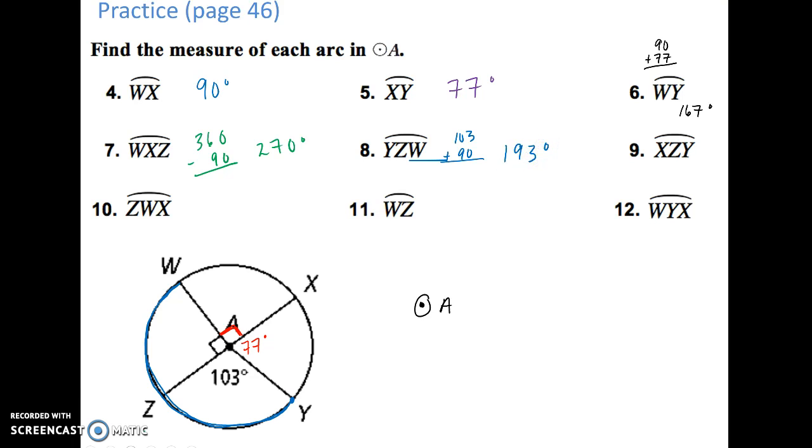Okay, X through Z to Y. Let me erase this. X through Z to Y. So again, here, it will be easier to take the whole circle, which is 360, and I'm going to subtract the piece that is not included. So I'm going to subtract that central angle of 77 degrees.